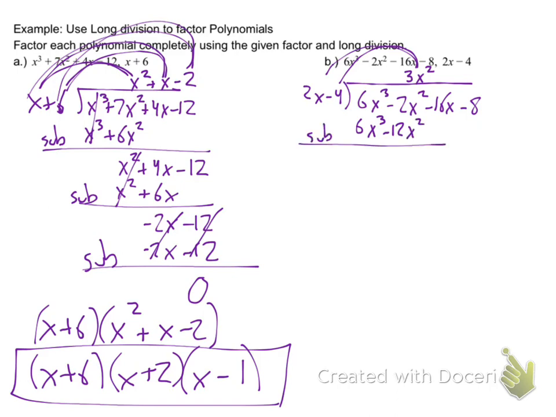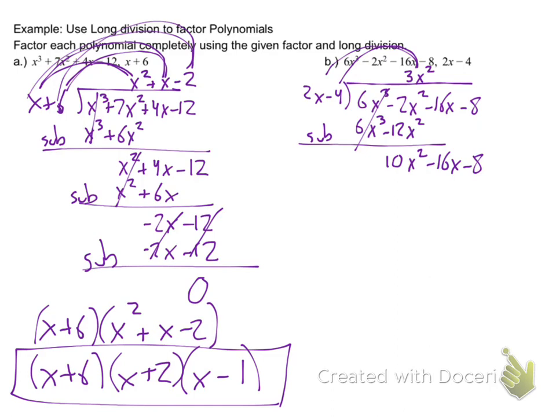This is tricky. 6x cubed minus 6x cubed is gone. What's a negative 2 minus a negative 12? It's 10. Oh, yeah, because you have to add 12. So it's 10x squared minus 16x minus 8.